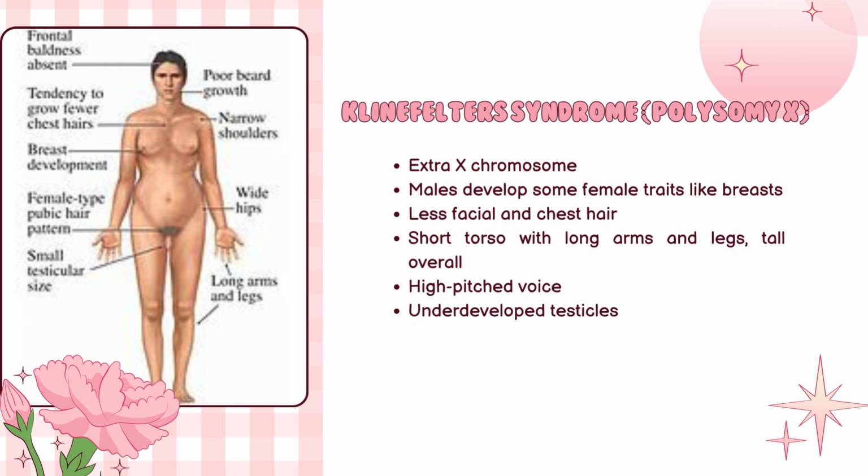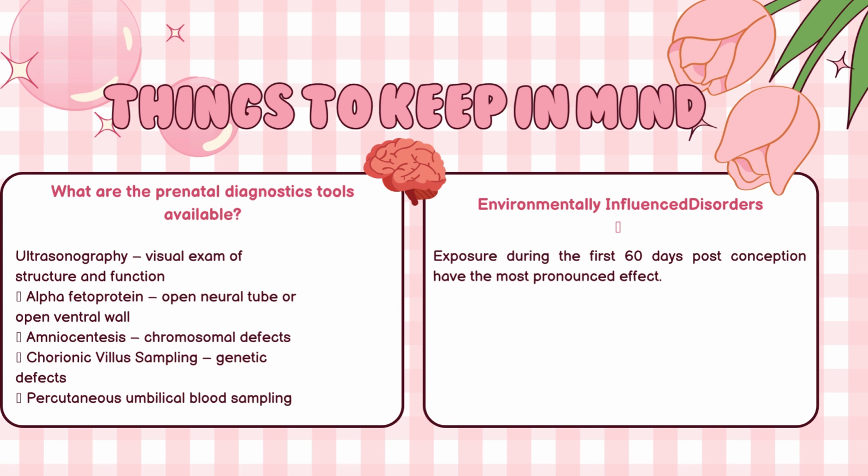Now, polysomy X is what I find interesting. It's when the male has an extra X chromosome, and this results in males developing female traits like breasts. They'll have less facial and chest hair. They'll have a short torso with long arms and legs, a high-pitched voice, and underdeveloped testicles. So things to keep in mind, you may want to pause and look at prenatal diagnostic tools available and when you can use them.